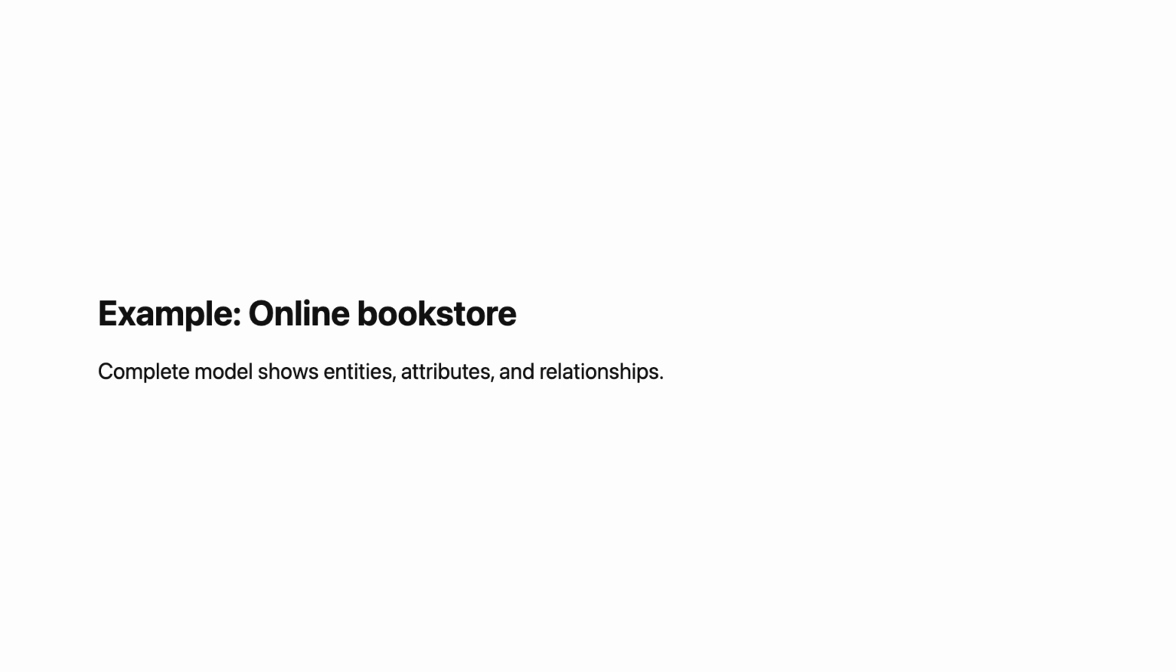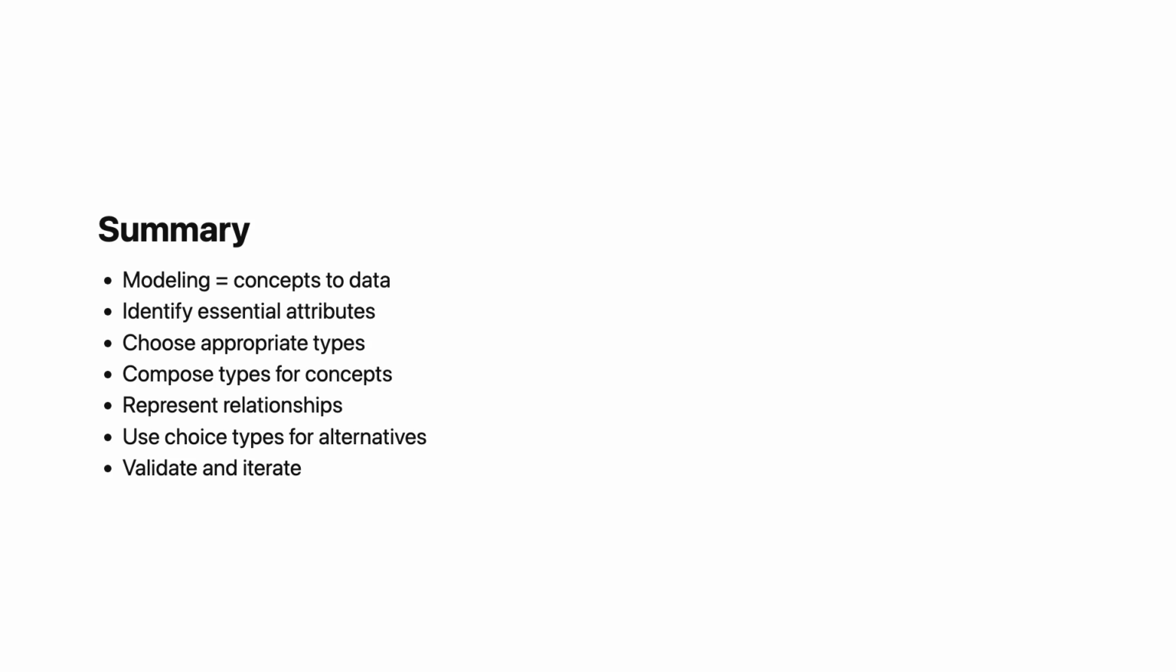An order has id and customer id and items. Status is a choice: pending, paid, shipped, delivered, cancelled. Items is a list of order lines. An order line has book id, quantity, price at purchase time. We store price at purchase because book price might change later. This model captures the essential entities and their relationships. Each type is focused. Each attribute has a purpose.